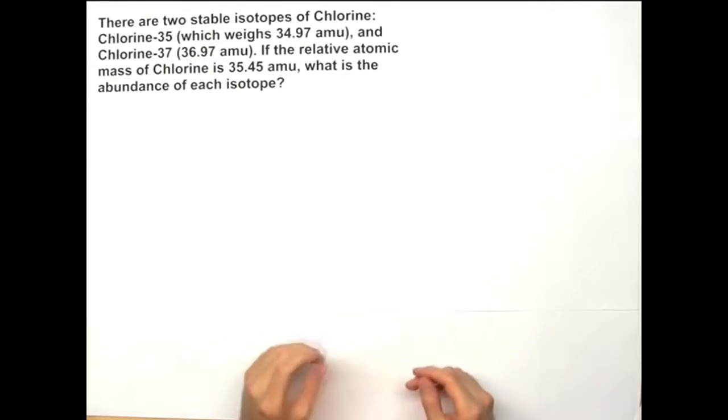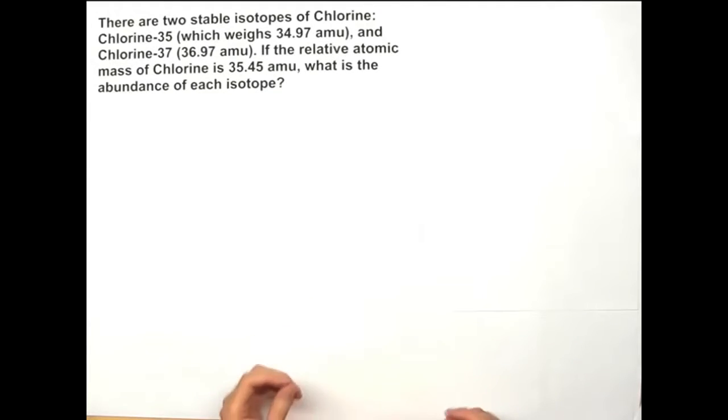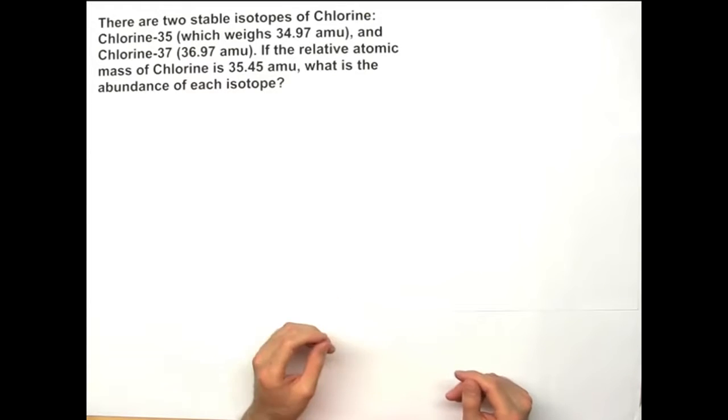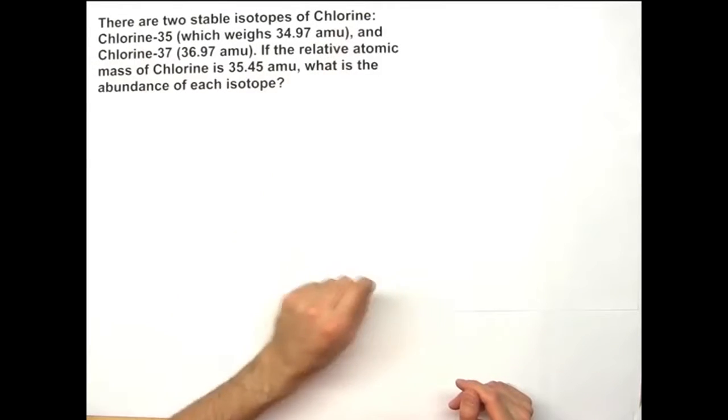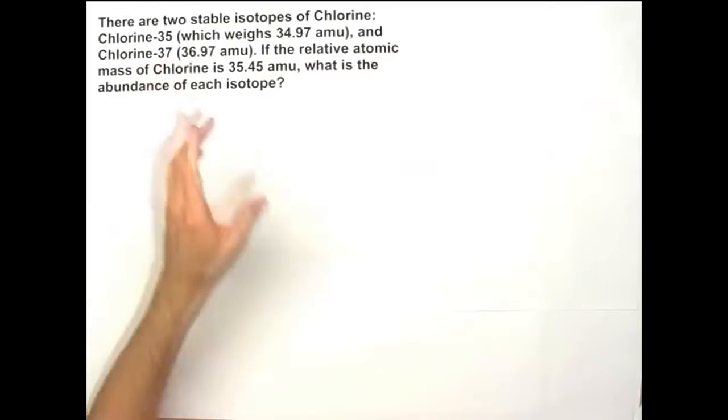Here we're going to do some problems where we already know what the atomic mass of an element is, and we have to figure out what the percent abundance of various isotopes of that element are. Here's a typical question. There are 2 stable isotopes of chlorine, chlorine-35 and chlorine-37. I put this in visual form for you.